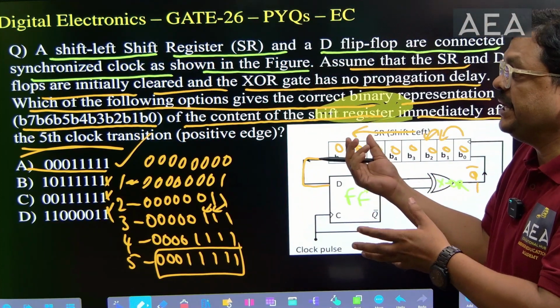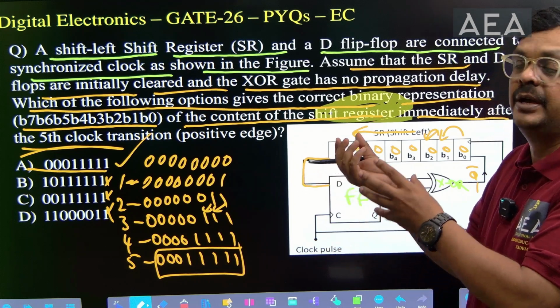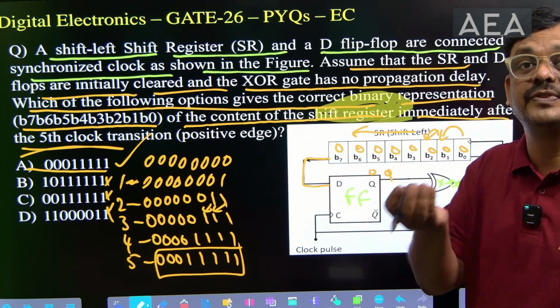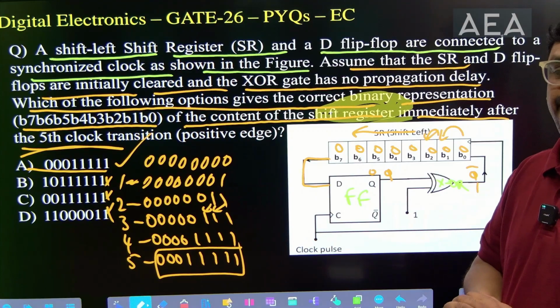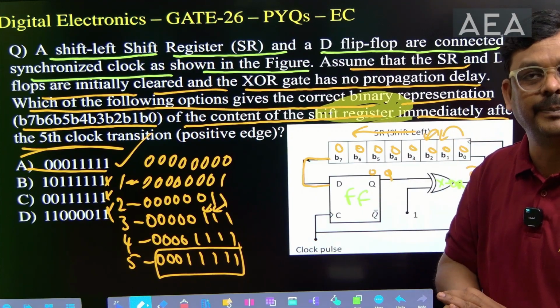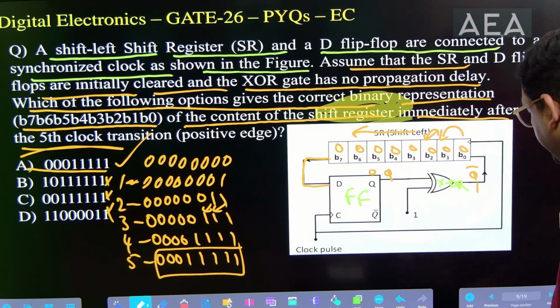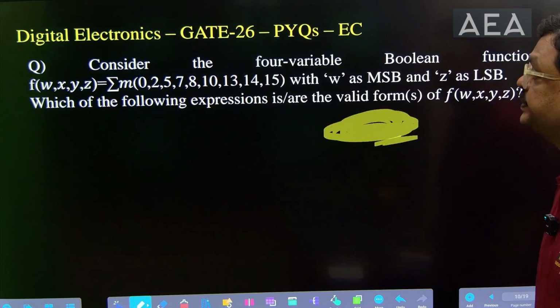But these types of questions, if you know this concept, then we can solve them within 30 seconds only. First of all, you have to understand the complete concept, right? And then go to the next question.